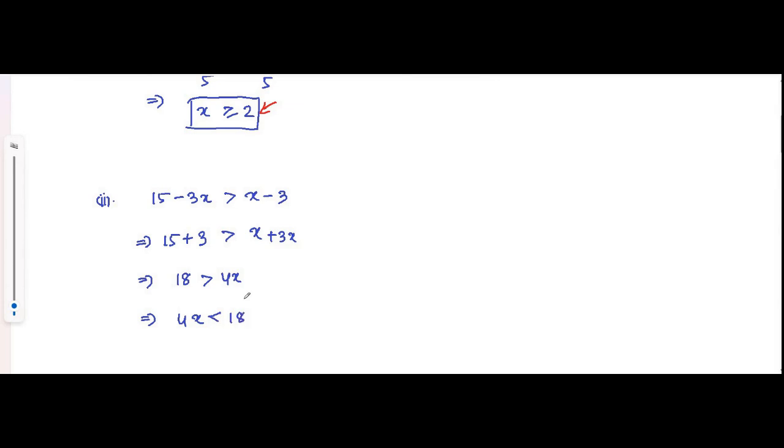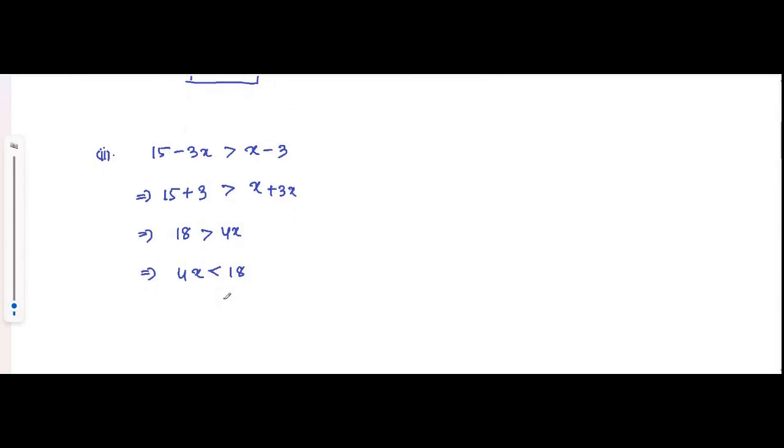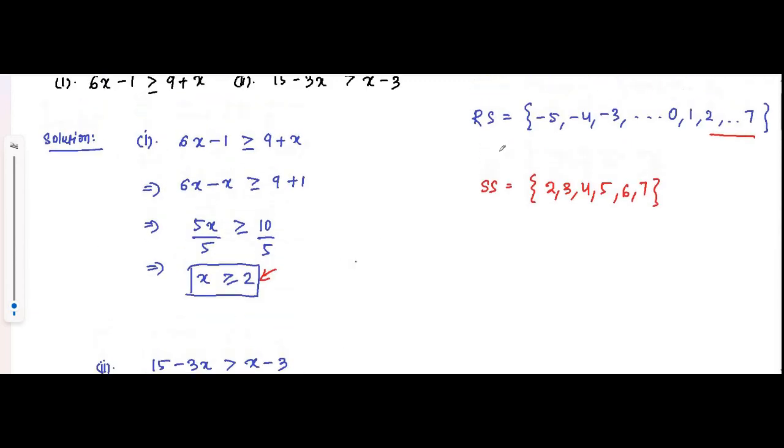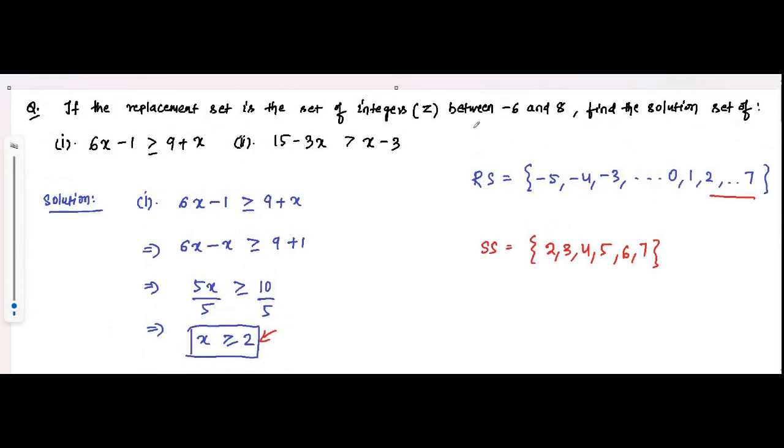Same thing. Now we'll divide both sides by the same positive number. So here 4x by 4, here 18 by 4. Okay, so that implies x is lesser than 4.5. So here a decimal value came up, but our choice is from the set of integers between -6 and 8.